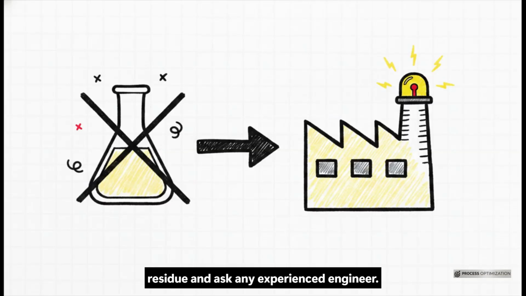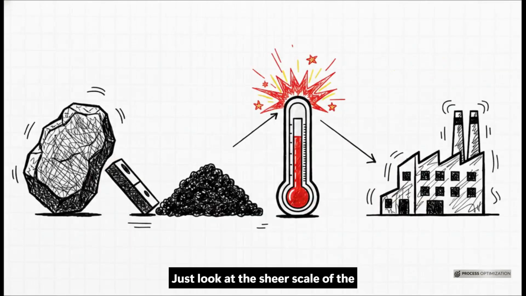And ask any experienced engineer, they'll tell you straight up, raw meal residue is absolutely not just some random lab result. It is a critical early warning system for your entire plant. Just look at the sheer scale of the chain reaction when this goes wrong. It's like a row of dominoes.